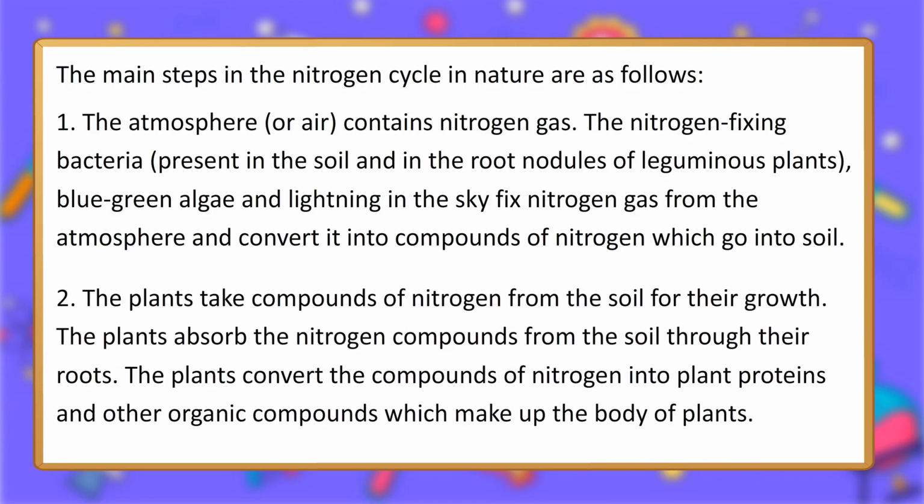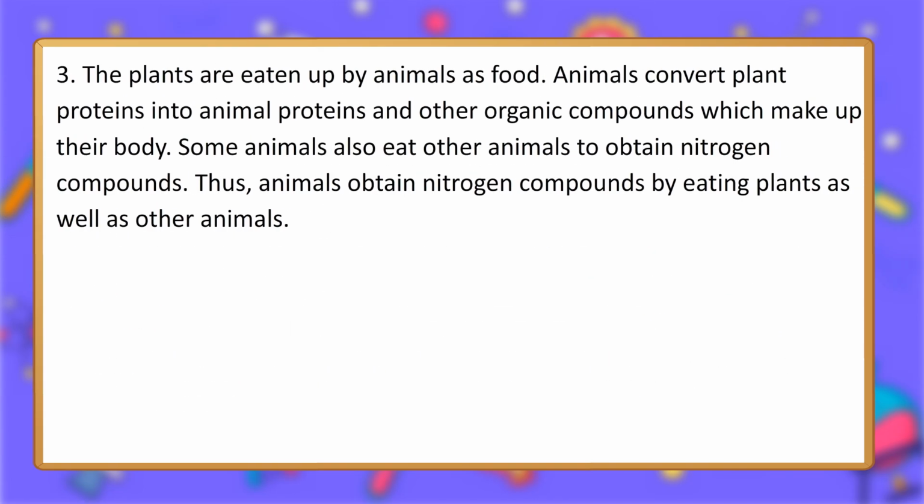2. The plants take compounds of nitrogen from the soil for their growth. The plants absorb the nitrogen compounds from the soil through their roots. The plants convert the compounds of nitrogen into plant proteins and other organic compounds which make up the body of plants. 3. The plants are eaten up by animals as food.